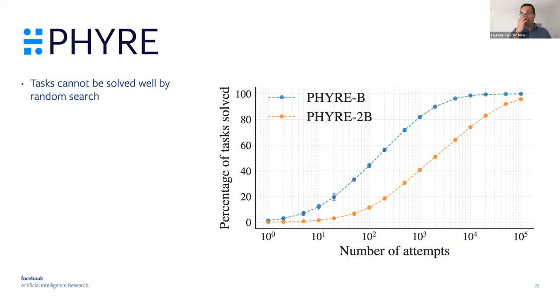We designed this benchmark in a way that the tasks cannot be solved well by random search. So if you look at the percentage of tasks that are solved by random search on the y-axis as a function of the number of random attempts, what you see is that you need 10,000 or maybe even 100,000 actions through random sampling before you find an action that actually solves the task.